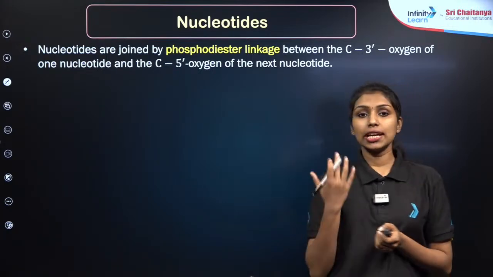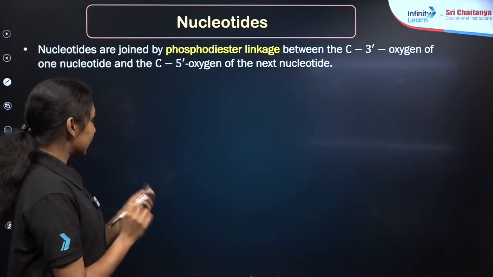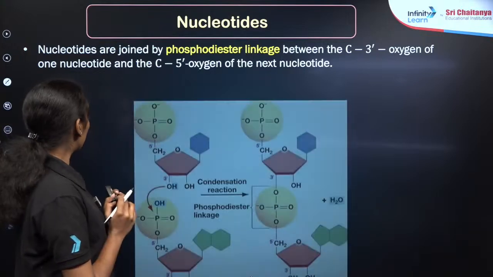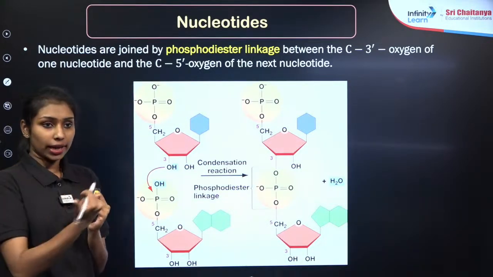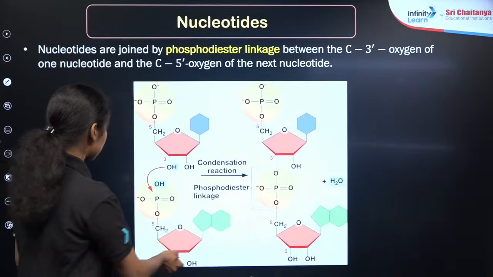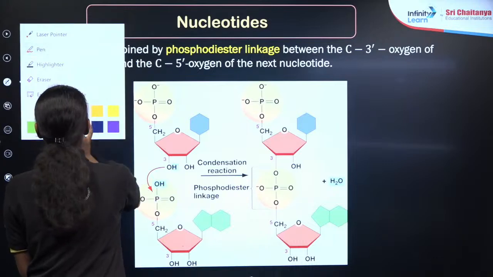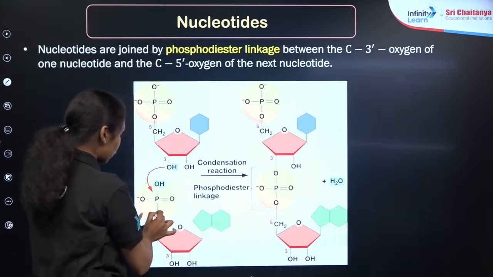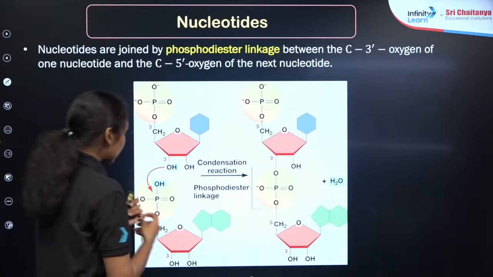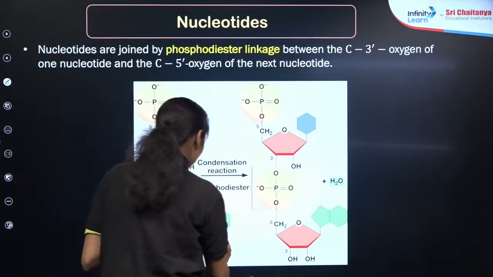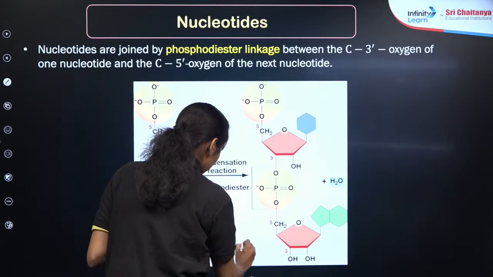Now let us see how these nucleic acids, either DNA or RNA, are formed by the linkage between nucleotides. This is the structure of one part of the DNA or RNA. You can see that this is our sugar molecule, this is our phosphate group, and this is one of the nitrogenous bases. In general, there will be the glycosidic linkage between the nitrogenous base and the sugar molecule.